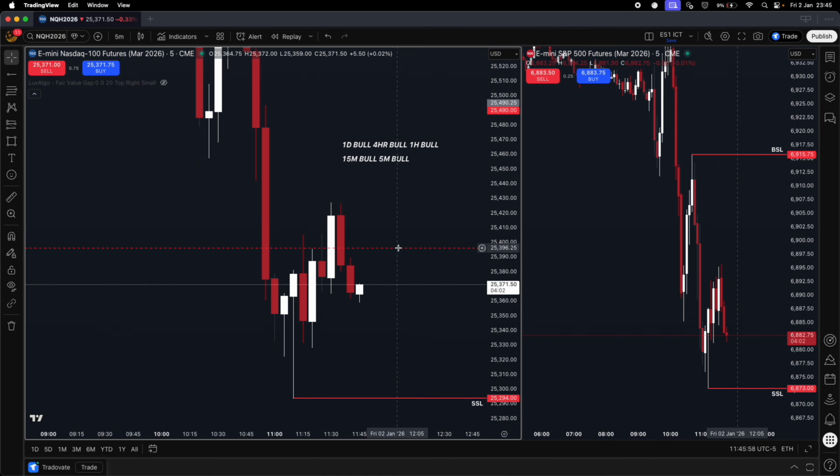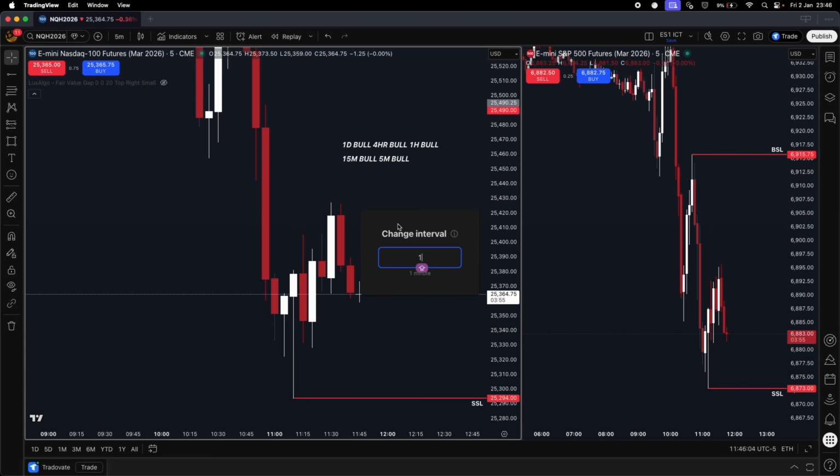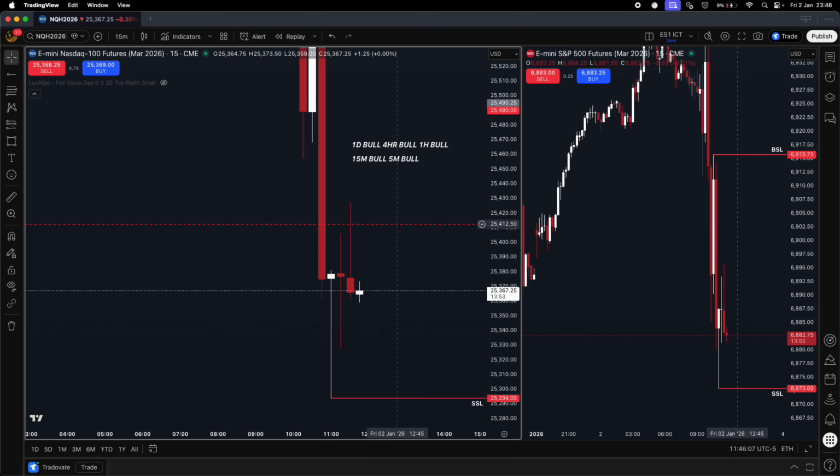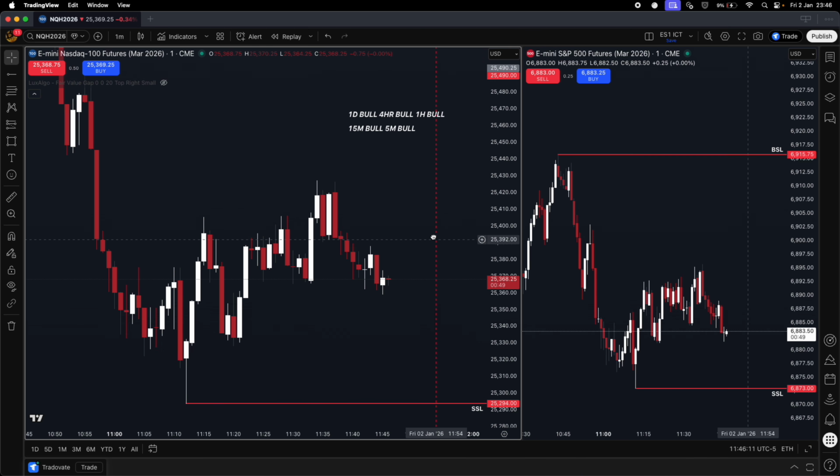So obviously the 5 minute you can see was bearish, it's neutral, and then it would just go bearish again anyway. And then the 15 is obviously bearish, but we have a higher time frame bullish bias.